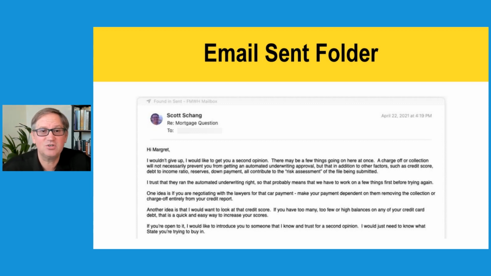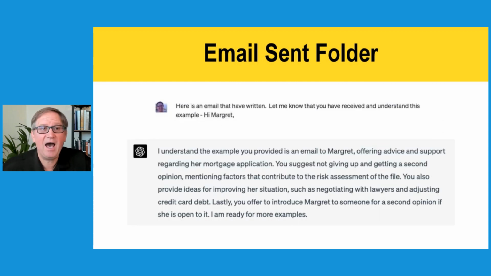So this was a consumer who had a really, really long question about a really complex loan qualifying situation, and I wrote her a response. So I took that email, I copied it, and I pasted it into ChatGPT. I said, here's an email that I've written. Let me know that you've received this and understand the example. And I pasted the response that I did to the email.